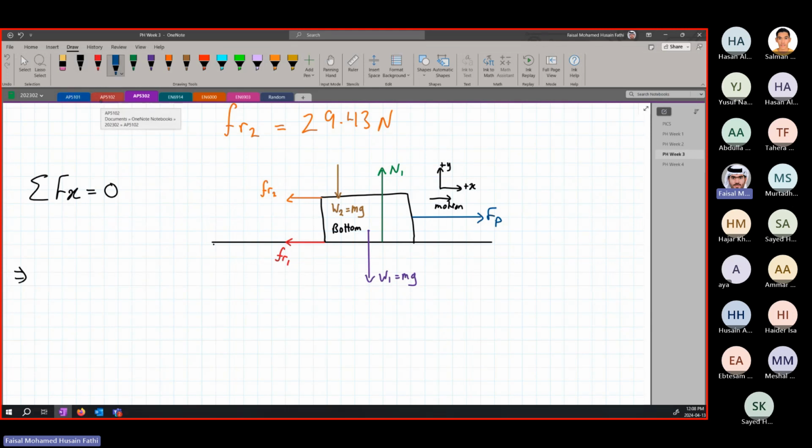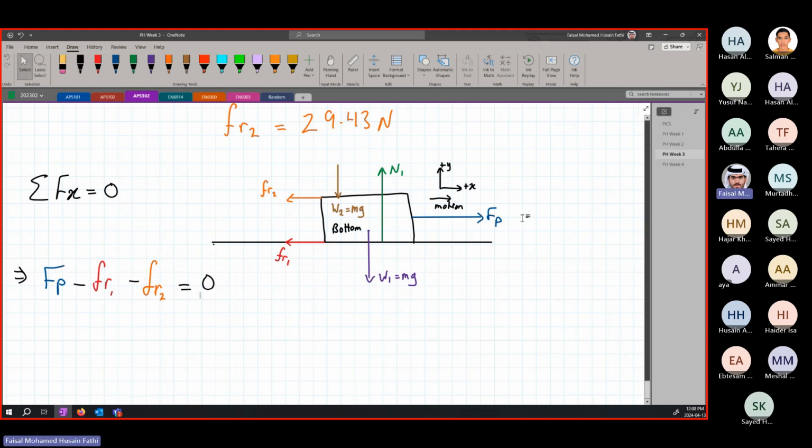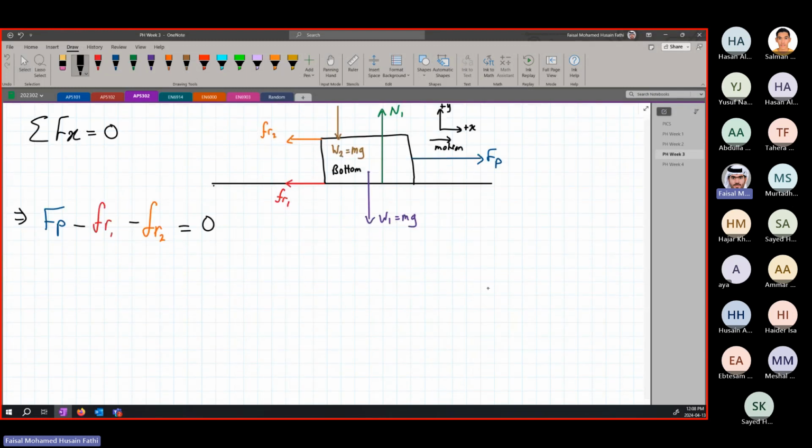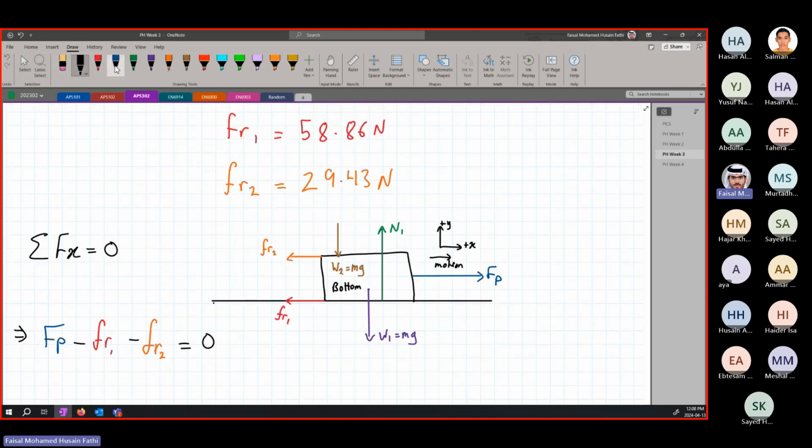So if we're following the same rule, it is going to be FP minus FR1 minus FR2. Why is it minus? Again, because our plus x direction is to the right. So FP is going to be to the right, and our friction forces are to the left. So we need to find the minimum possible force so that FP is going to be pulling the box from the bottom. All right?